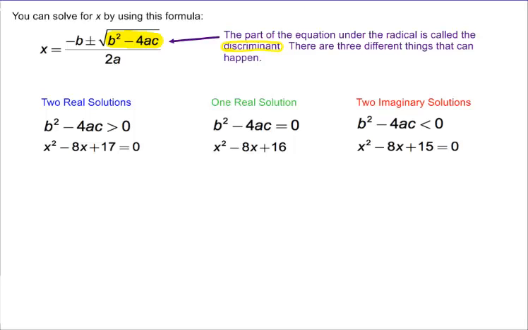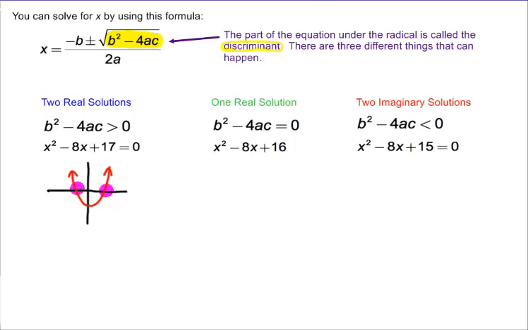So if I were to graph this, it would be a graph that looked something like this. Because a solution is where I cross the x-axis. And where do I cross the x-axis? I cross the x-axis in 2 spots, right here and right here.